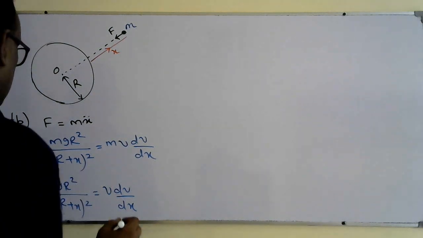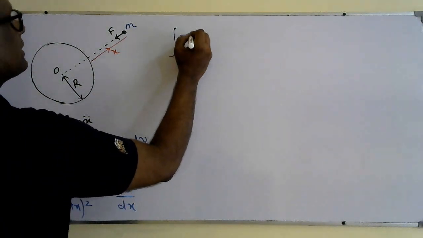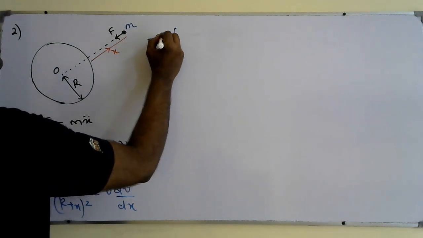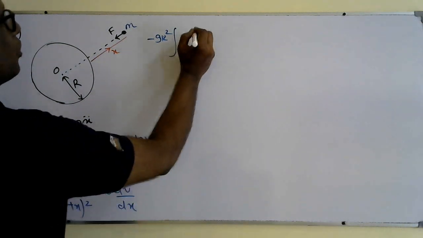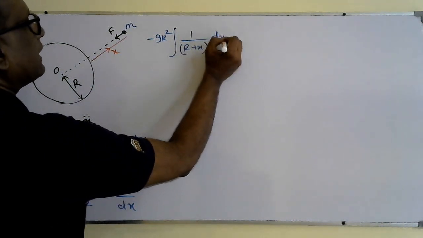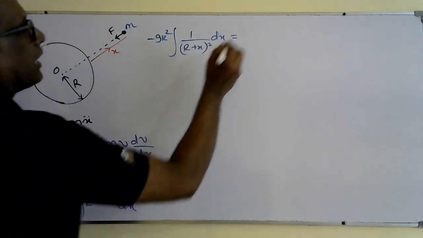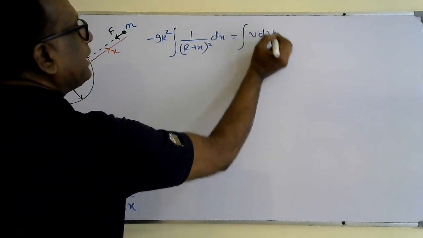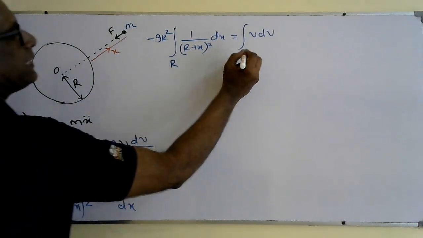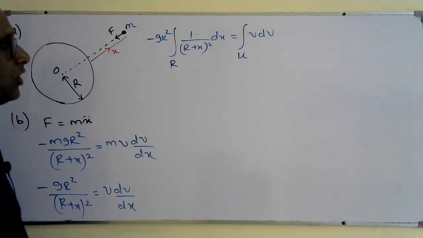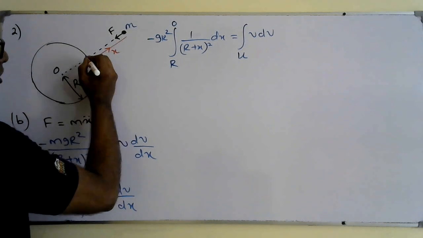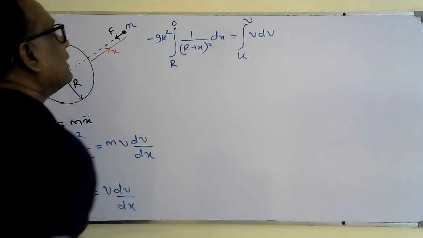So it's going to be the integral of minus gr squared, we can take it out, gr squared times (1 over r plus x) all squared dx, equal to the integral of v dv. We need to put the limits. When x is at r, the speed is u, it's given. When x is 0, because x is measured from the surface, x becomes 0 on the surface, we need to find the speed v.